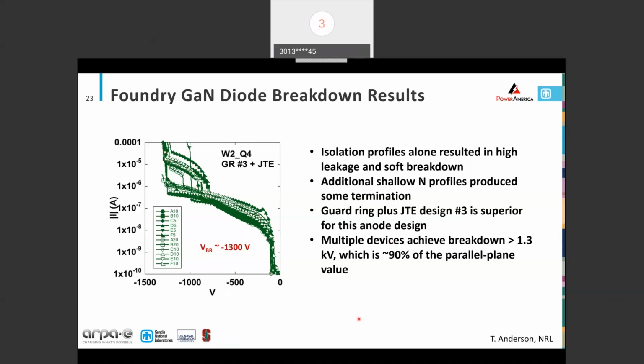What I'd like to emphasize here, the takeaway, is that the foundry effort is now producing multiple devices that are exceeding 1.2 kV. That's about 90% of the parallel plane target based on the EPI design. And so I think we're pretty encouraged by what we're seeing with some of these results.